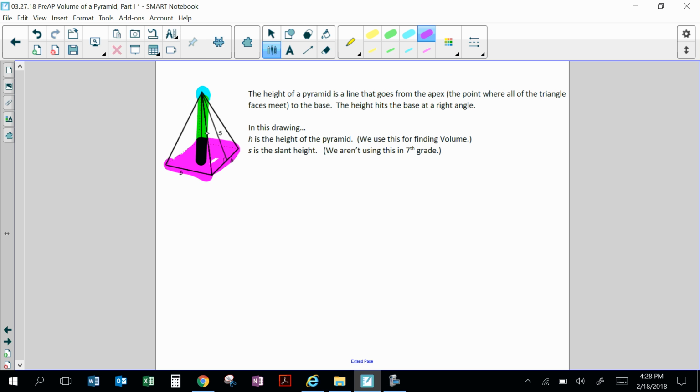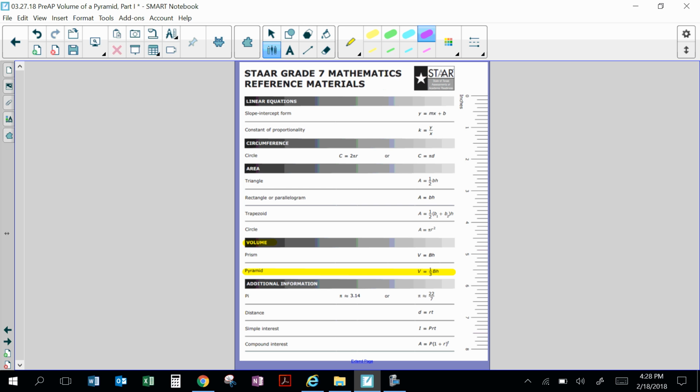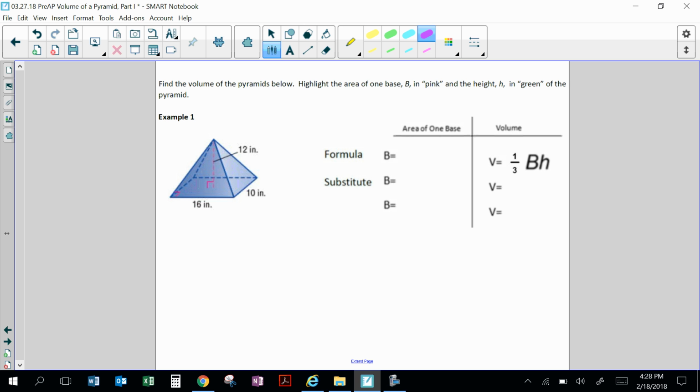So that is the thing. In your mathematics charts, you have prisms and pyramids. A rectangular prism is measured as B times H, while a pyramid is 1/3 of B times H. So find the volume of the pyramids below.